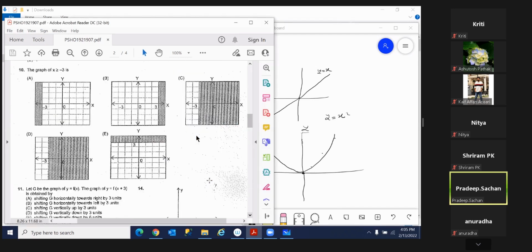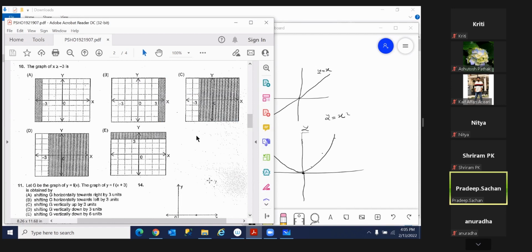Now just see 10th question. They are saying the graph of x greater than or equal to minus 3. Means x should always be greater than minus 3 eventually. So can you just visualize and tell me which option we should mark as our answer? So everybody is saying C option.